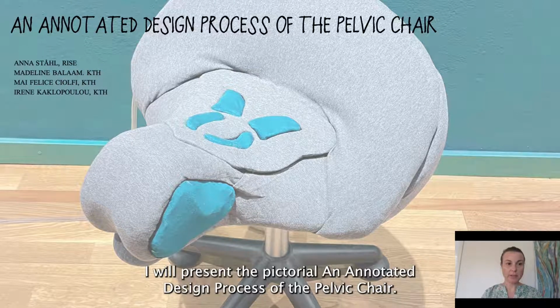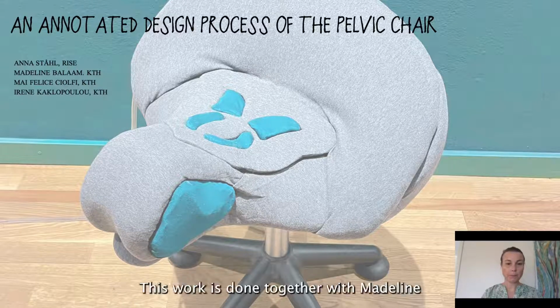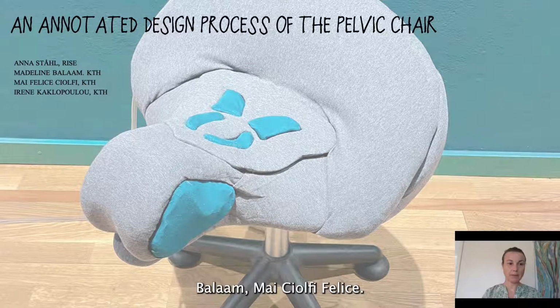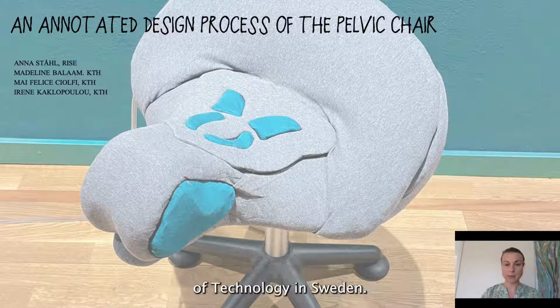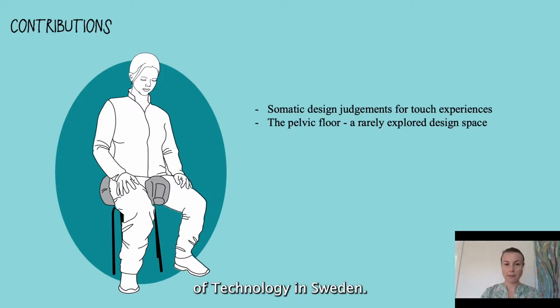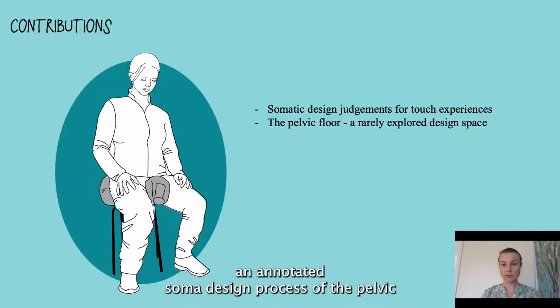I will present the pictorial and annotated design process of the pelvic chair. This is work done together with Madeline Balaam, Mai Felicis Jolfi and Irene Kaklopoulos, all from Royal Institute of Technology in Sweden. In this pictorial, an annotated Soma design process of the pelvic chair is presented.